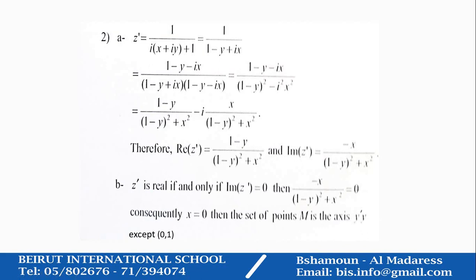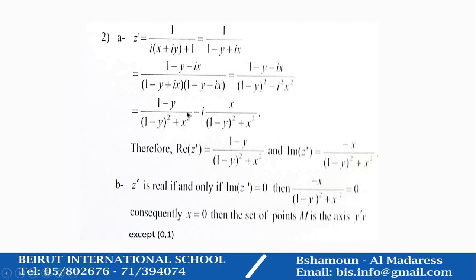Part A, he said z prime is 1 over iz plus 1. Instead of z, you put x plus iy, and you distribute: ix plus i squared y. I squared y is minus y, plus 1. So you multiply by the conjugate of this. Of course, the conjugate is you change this plus into minus. You multiply up and down by the same number. In the numerator, 1 minus y minus ix. In the denominator, you square the first minus square the second, and minus i squared, you know that i squared is minus 1, is plus x squared you end up with.